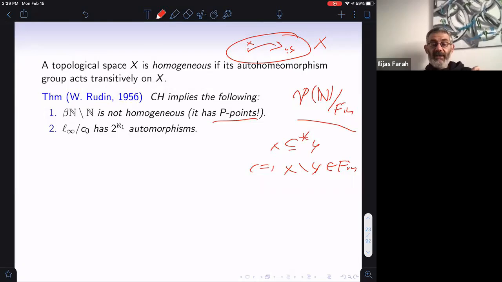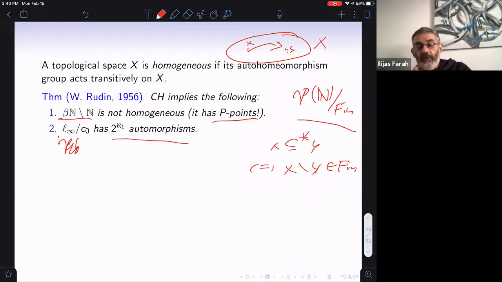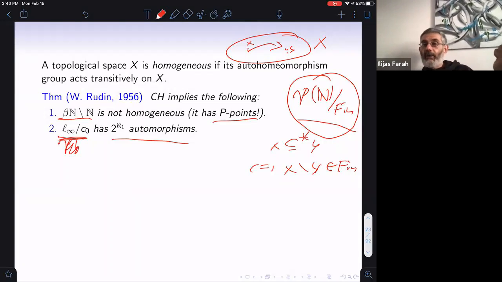one of the consequences of what he did was that he proved, okay, his formulation was that beta N minus N has 2 to aleph 1 auto-homeomorphisms, although really what he was doing is constructing automorphisms of P of N mod finite. But what we really care about here is that L infinity mod C0 has 2 to aleph 1 automorphisms. What Rudin proved is that all of these P-points look the same under the continuum hypothesis. If you give me any two P-points, there is an auto-homeomorphism which sends one to the other. So the action is transitive on P-points.